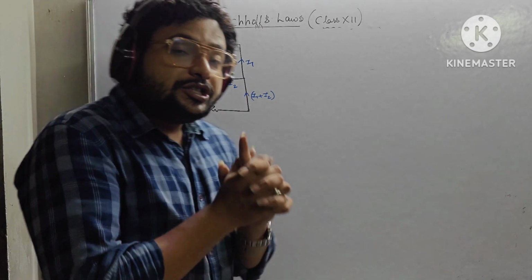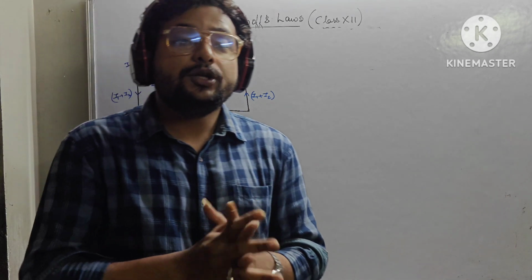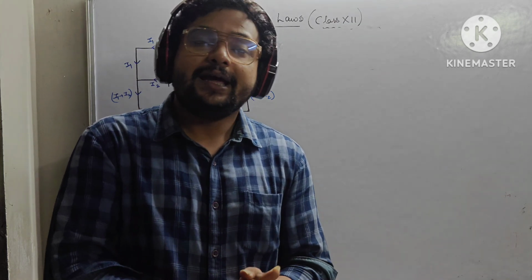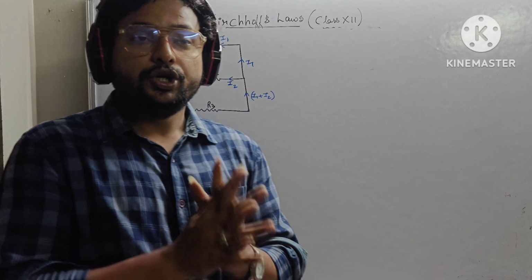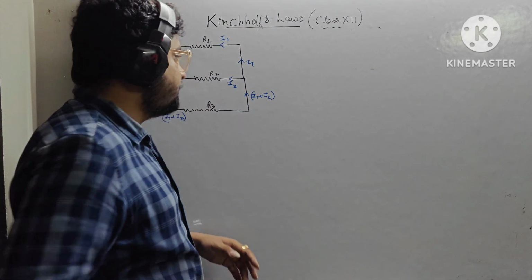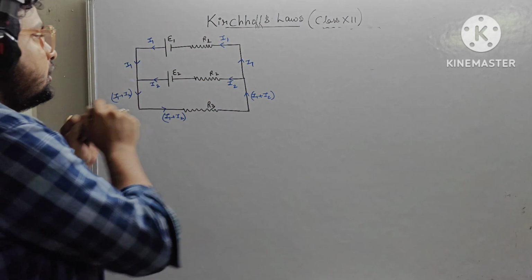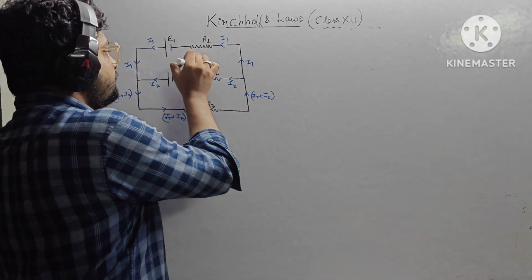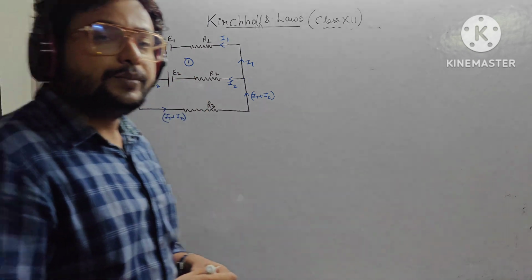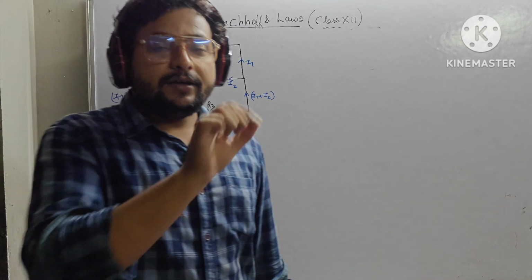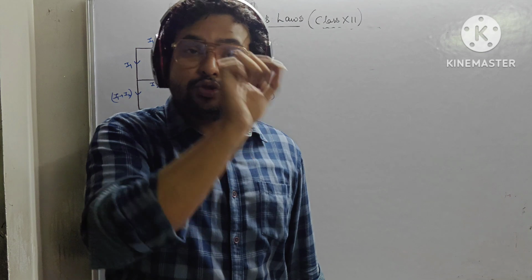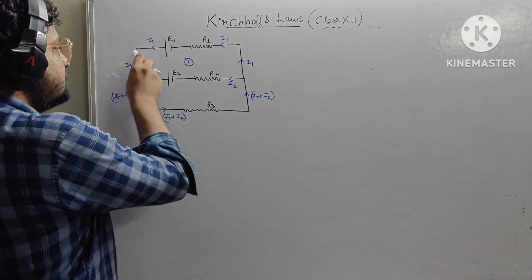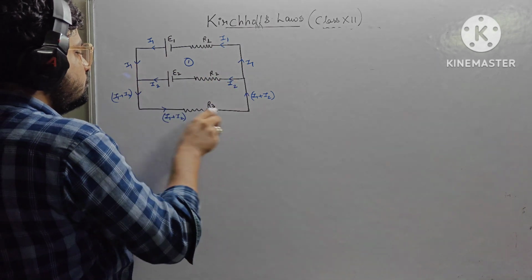Kirchhoff's law states that the change in potential across any closed loop is always zero. The algebraic sum of the changes in potential across any closed loop is always zero. Now, what is a closed loop? First, you have to understand. You see, in this particular circuit, this one is one particular loop. Loop means in a particular circuit, a closed particular area. It has to be a closed area from all the sides. That is known as a loop. You see over here, this is a loop, and again, this is one more loop.